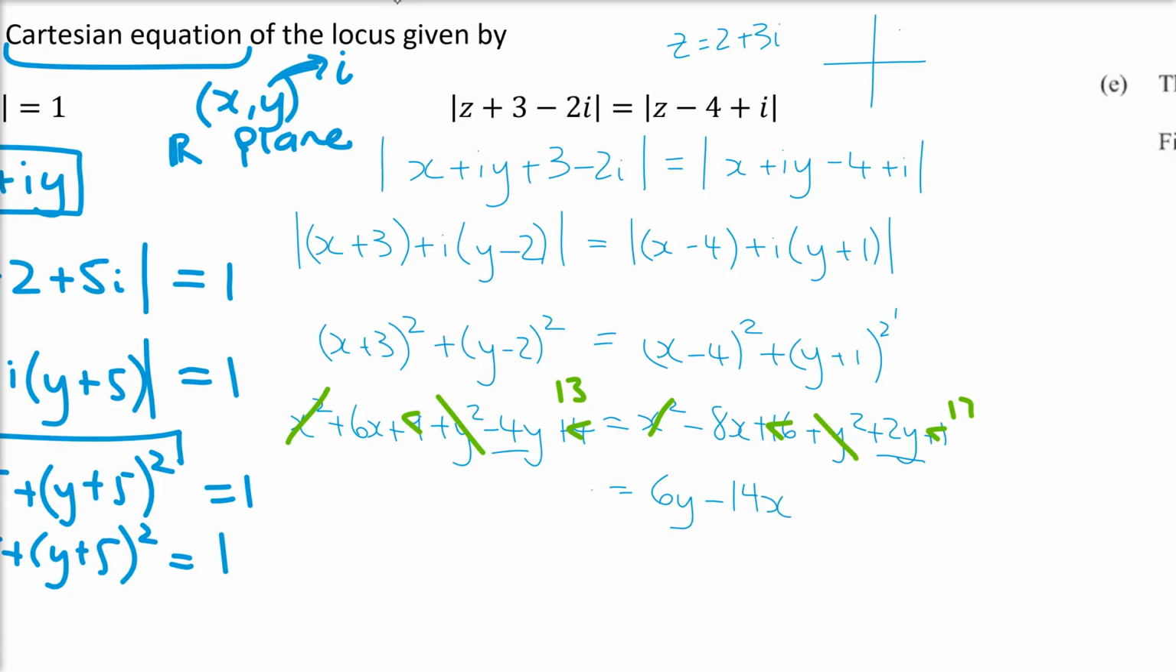This is going to be a 0 on this side. That's positive 13, that's positive 17, so that's just going to be plus 4, sorry. There's my equation.